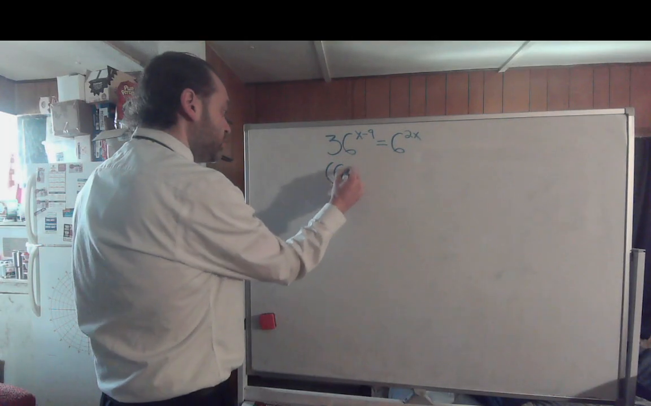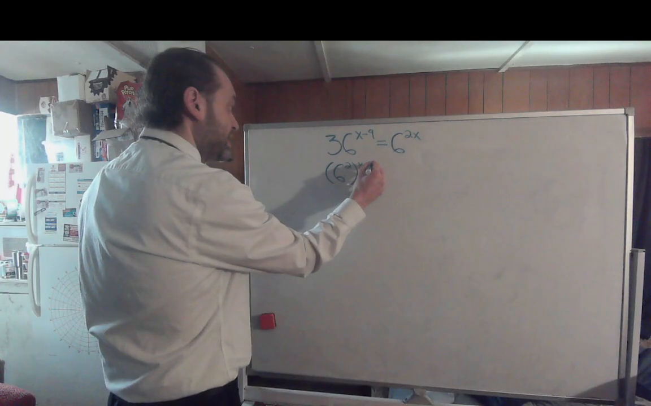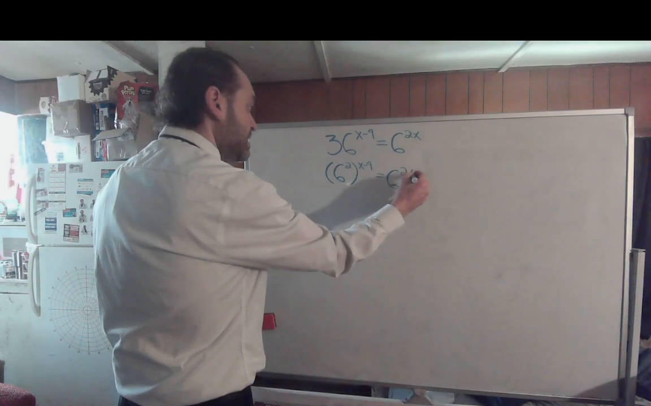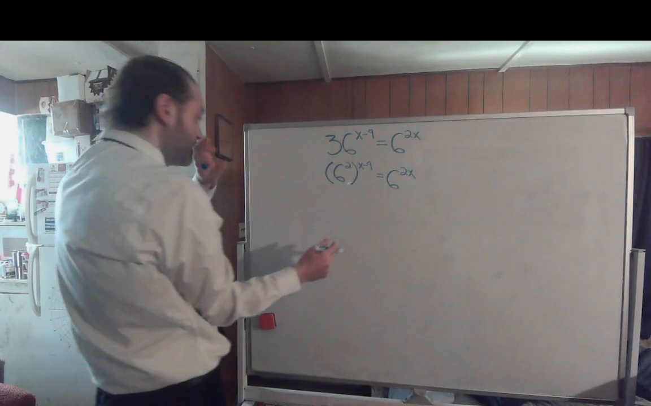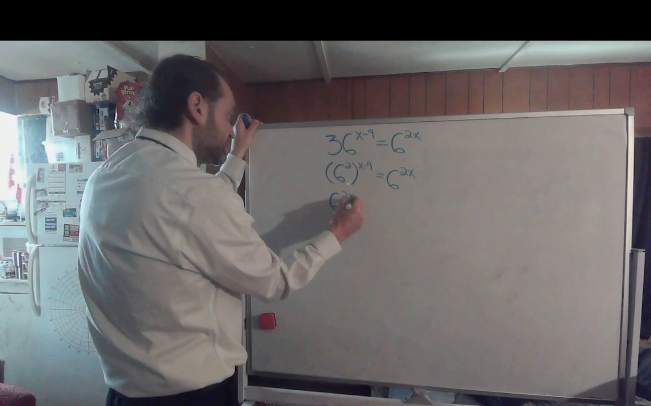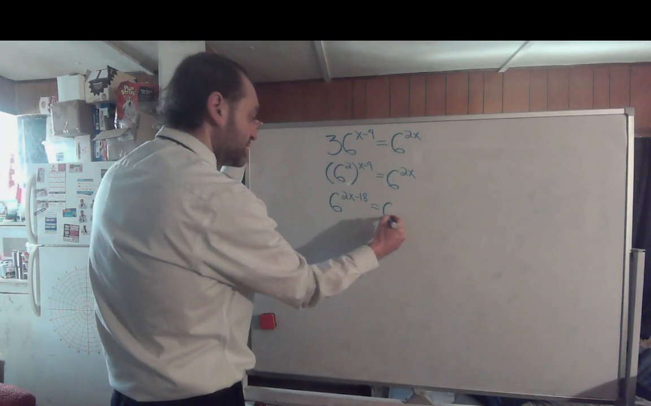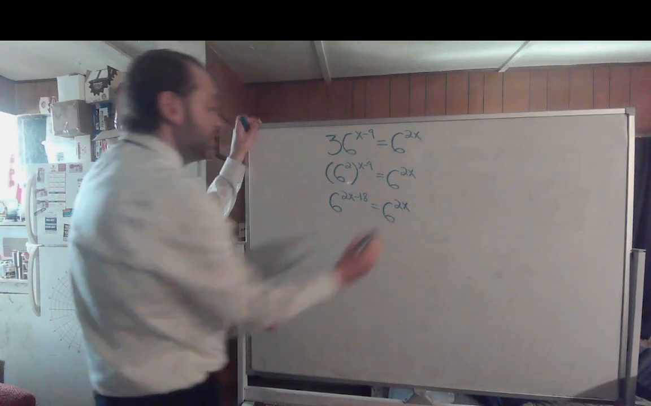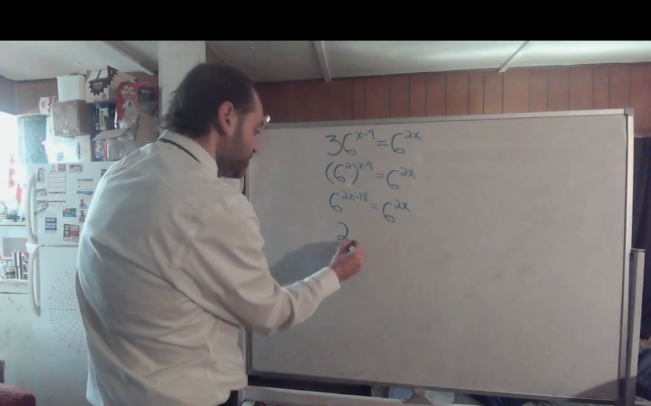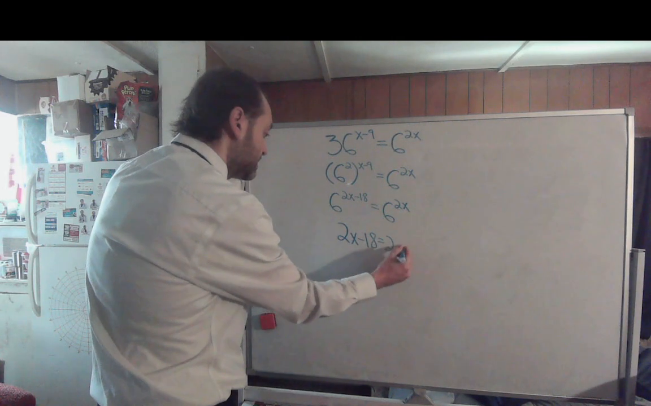So you'll have the quantity of 6 squared raised to the x minus 9 power would equal 6 to the 2x. So on the left side, perform your exponent operations. You should get 6 to the 2x minus 18 equals 6 to the 2x. Now you've got the same base, just set the exponents equal to each other. So you would end up getting 2x minus 18 equals 2x.